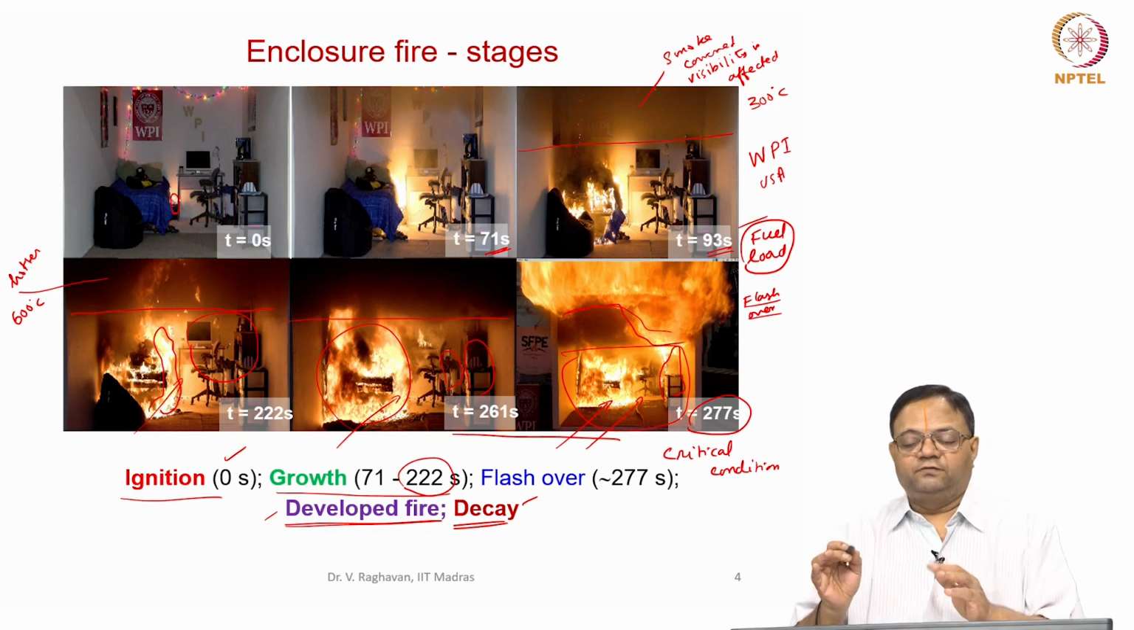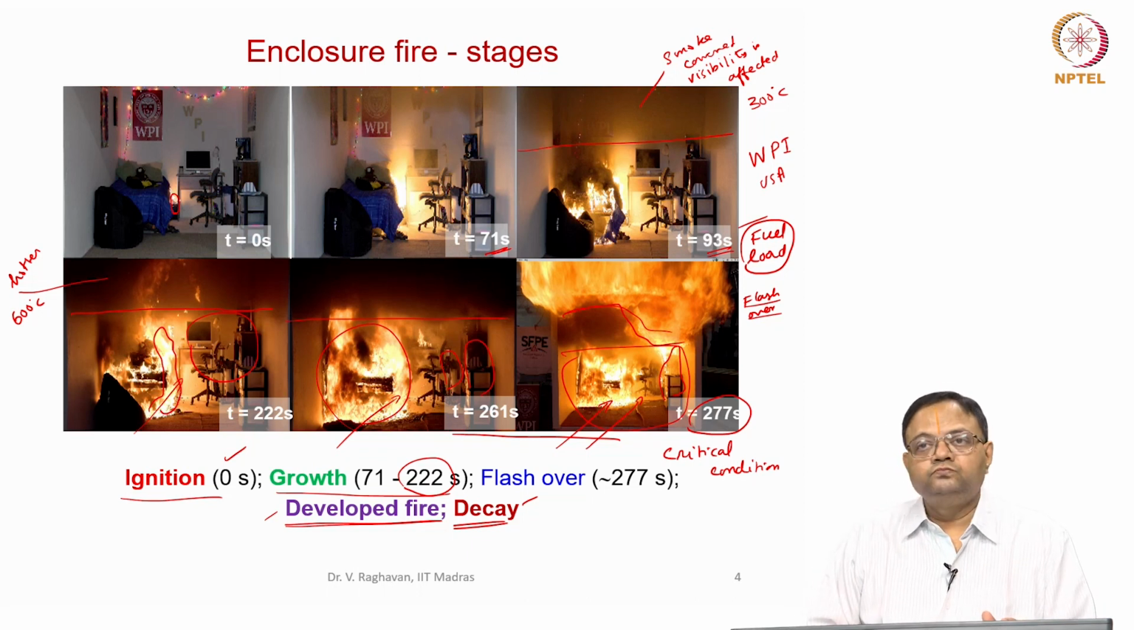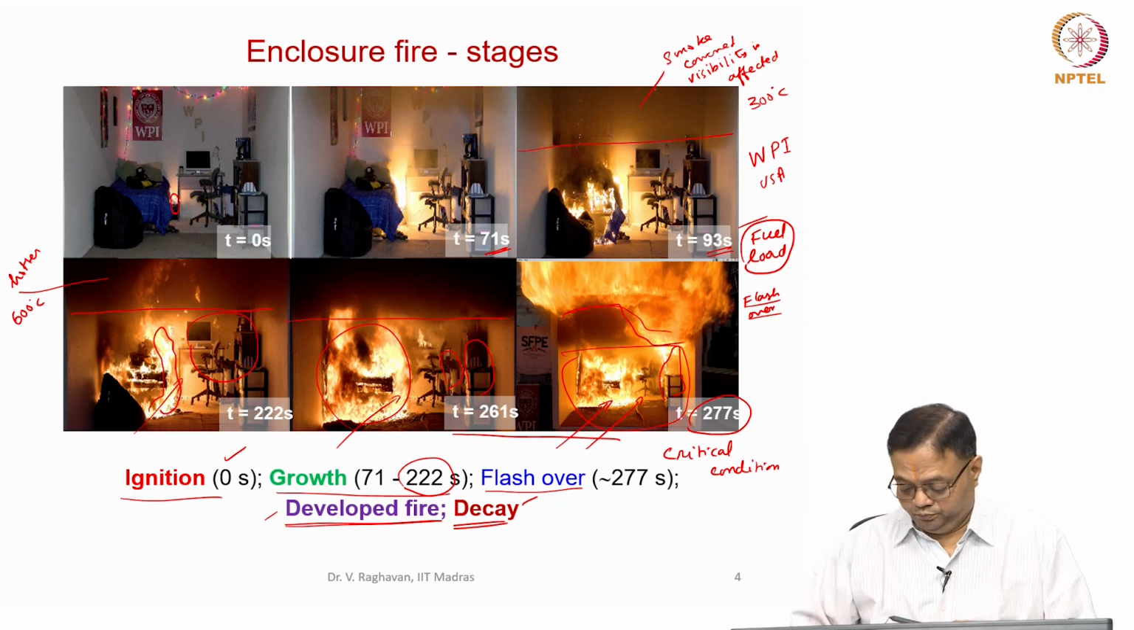So, the stages we can say: ignition, growth, critical condition which is called flashover, then fully developed fire and decay. These are all the stages of a compartment fire.